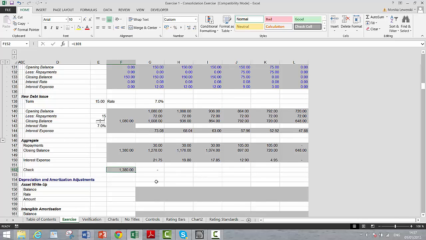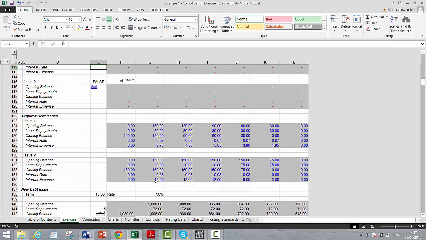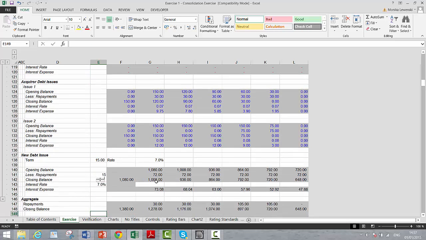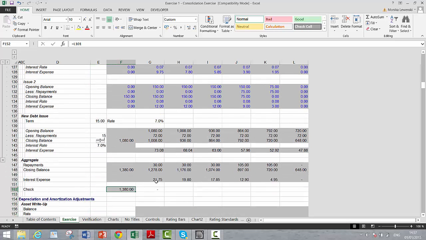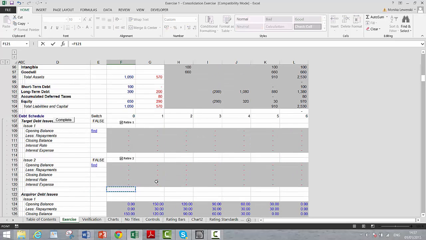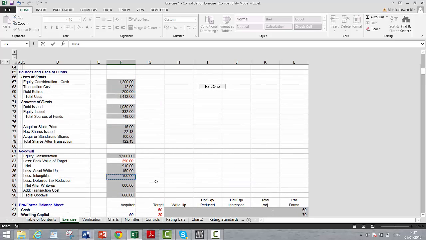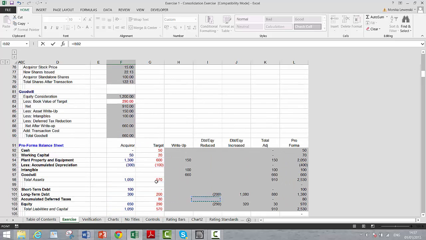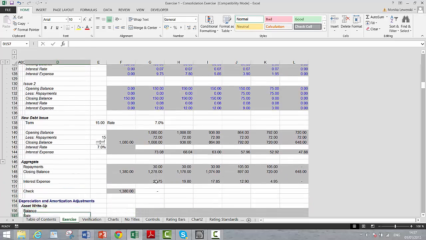Okay, I had to put a not in front of the true or false, so I did it backwards, excuse me. But it turns out that check was actually kind of useful, because what we did is we went up to the pro forma balance sheet and made sure all of our debt issues match the individual issues we have.